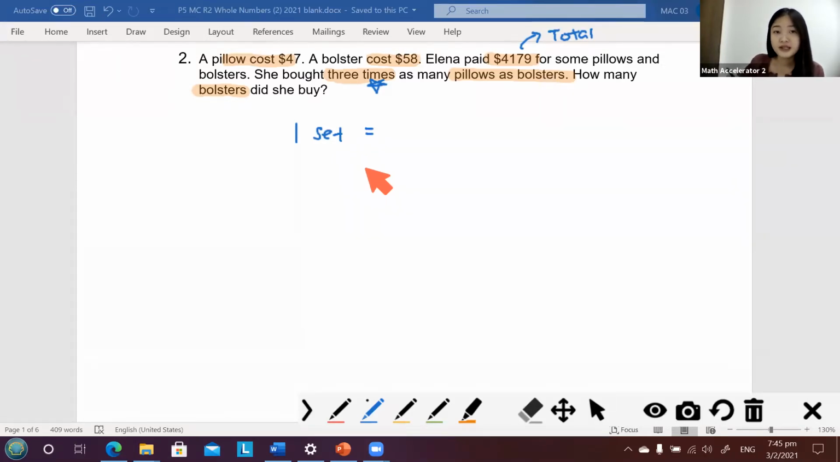The key sentence is that she bought 3 times as many pillows as bolsters. I'll give you a few seconds. Can you write down now? How many pillows and how many bolsters should you have in one set? You can type in the chat once you have it. You can refer back to question 1 if you need help. You can put P for pillows, B for bolsters.